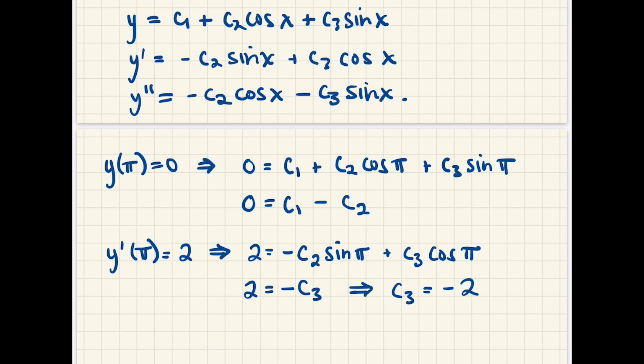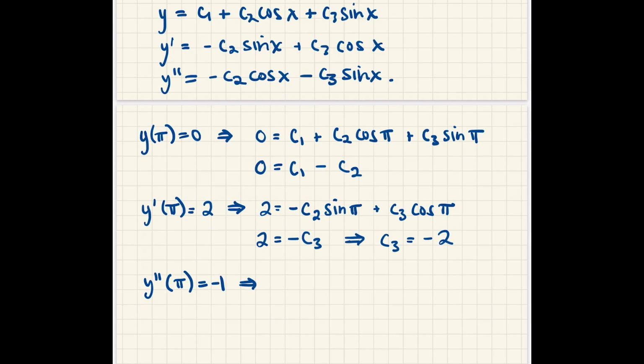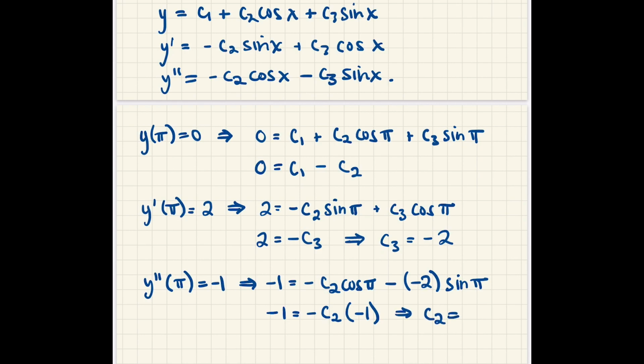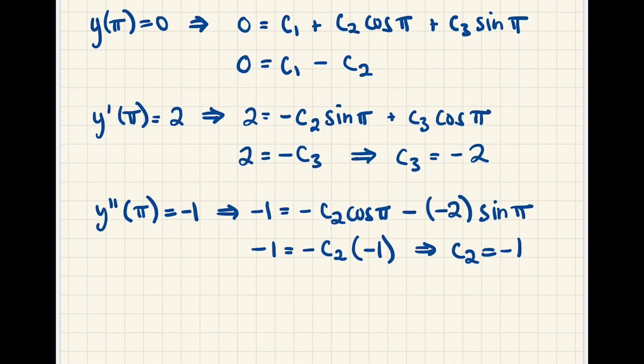Well, that's very nice. So y double prime of pi is equal to negative 1 was our last given condition. So we'll plug the pieces in there. C3 is negative 2, so rather than just writing C3 here, let's write negative 2 sine of pi. That wasn't particularly helpful anyway, because that term's going to disappear. And cosine of pi itself is negative 1, of course. So, all right, this tells us that C2 is negative 1. This is a pretty easy system of equations, all things considered.